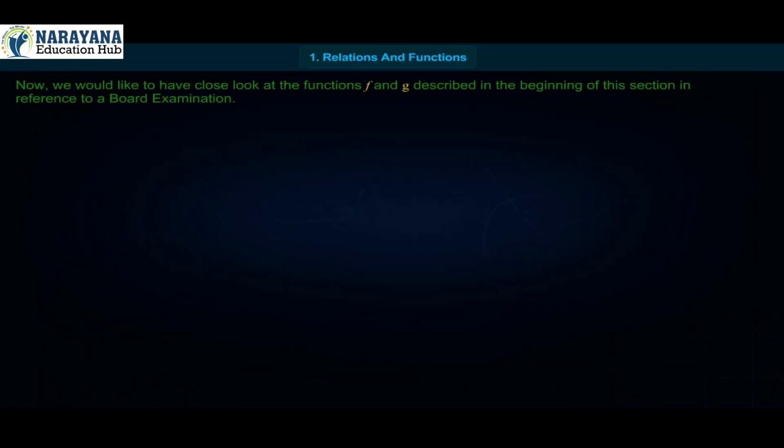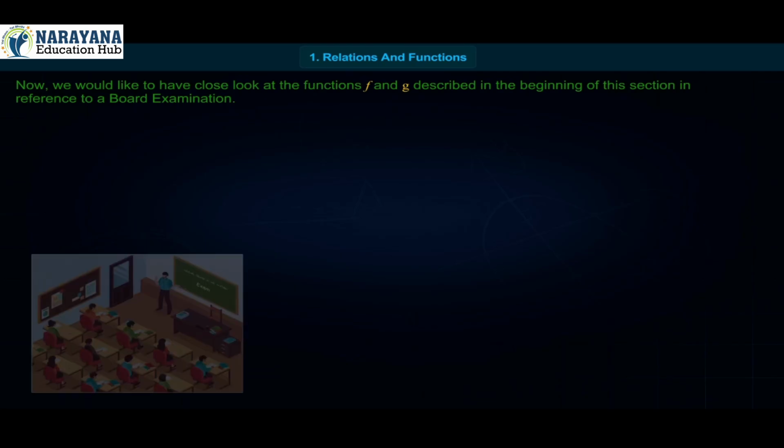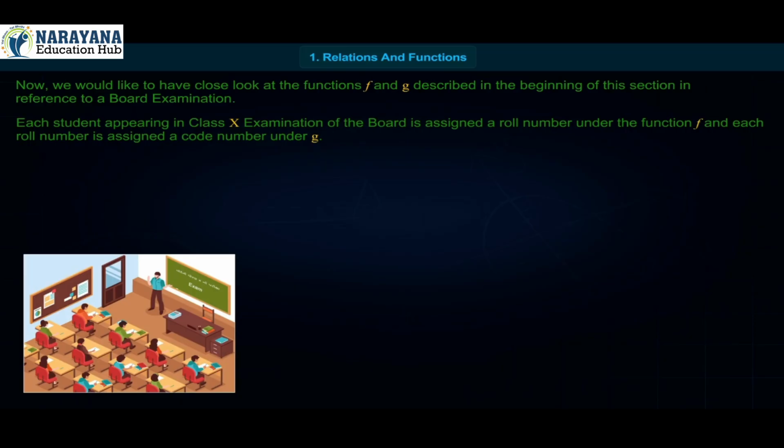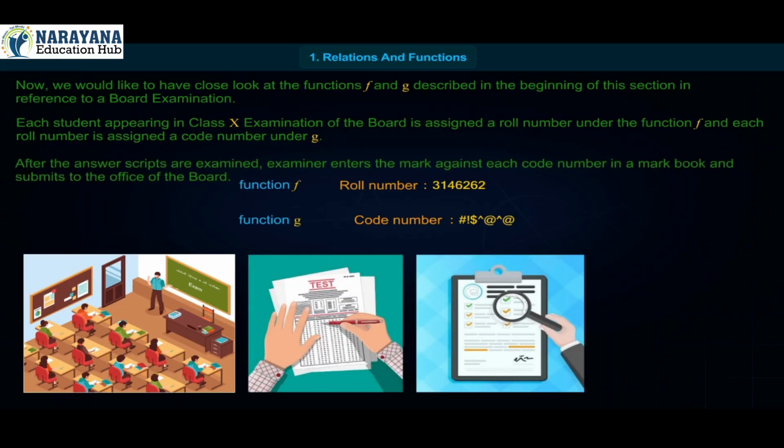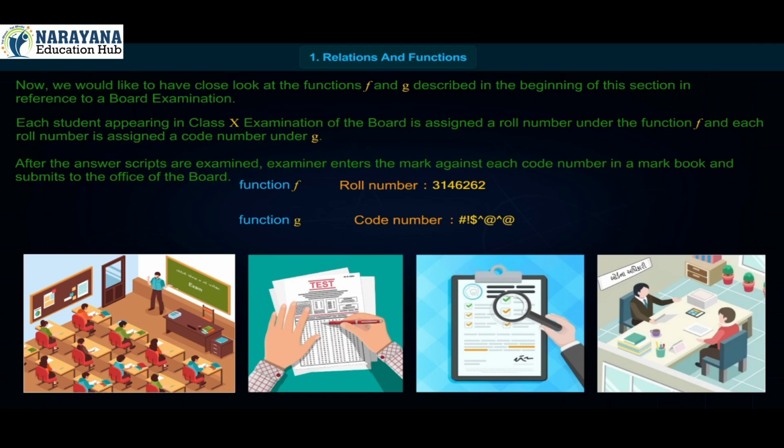Now, we would like to have a close look at the functions f and g described in the beginning of this section in reference to a board examination. Each student appearing in class 10 examination of the board is assigned a roll number under the function f, and each roll number is assigned a code number under G. After the answer scripts are examined, the examiner enters the mark against each code number in a mark book and submits to the office of the board.